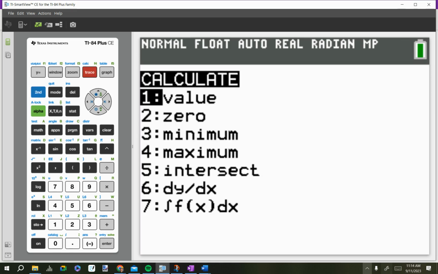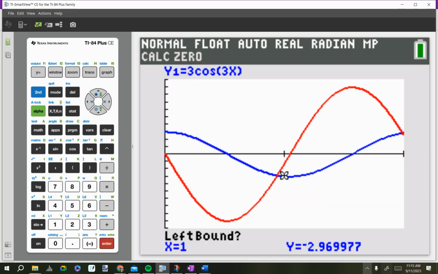Calculate. What thing are we trying to calculate here? If I want to know when it changes signs, which one of those things do I want to calculate? The zero. Be careful. People want to say intersect. Intersect is when it crosses another line. Technically, it's crossing the axis. So because it's crossing the axis right there, we're going to do zero. We're going to pick that one.